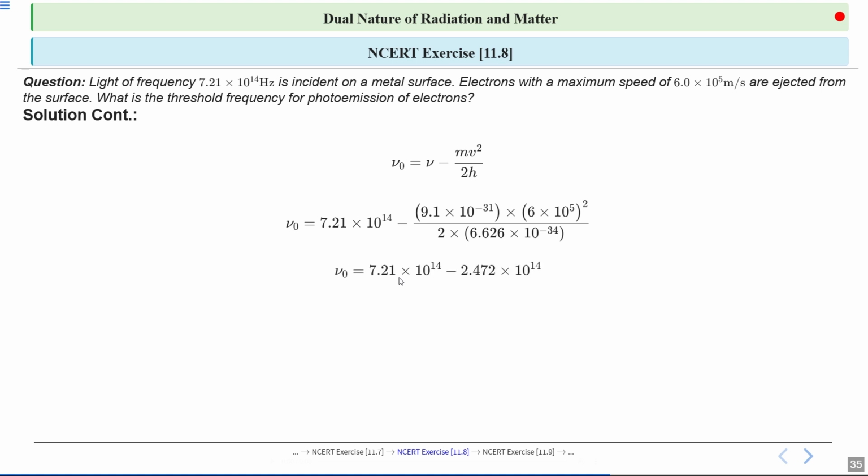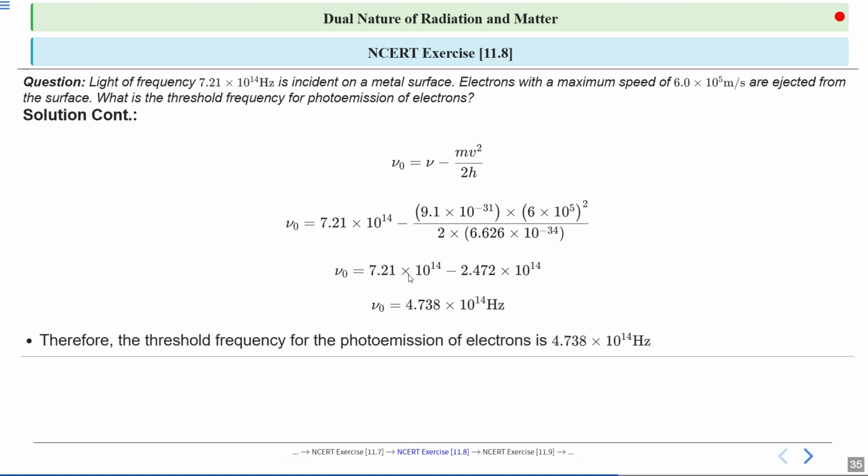So solving this term, you will get nu naught equal to 7.21 into 10 raised to the power 14 minus 2.472 into 10 raised to the power 14. So solving this, you will get nu naught equal to 4.738 into 10 raised to the power 14 Hz. Therefore, the threshold frequency for the photo emission of electrons is 4.738 into 10 raised to the power 14 Hz.